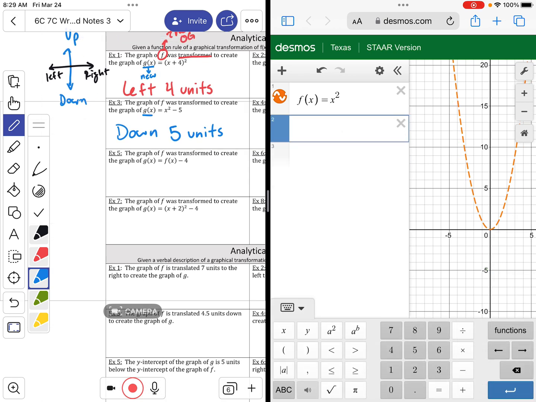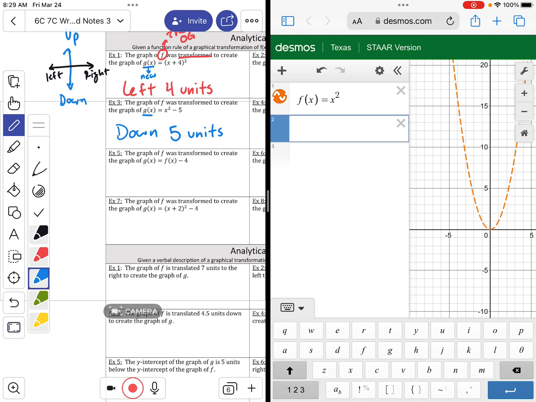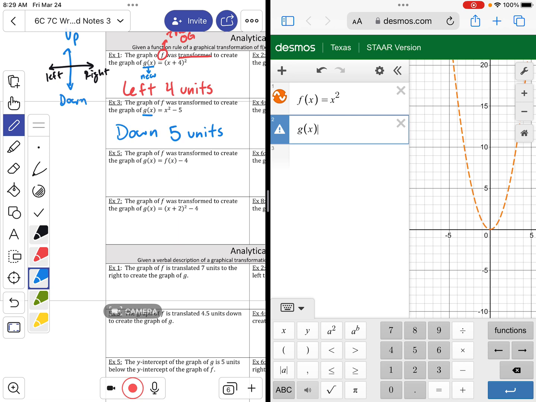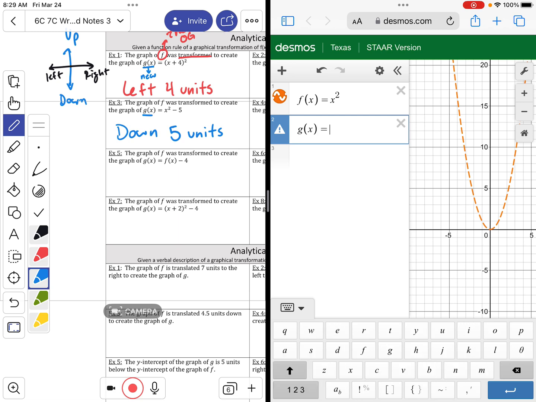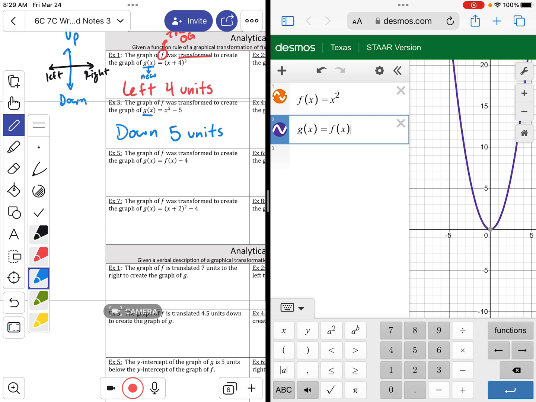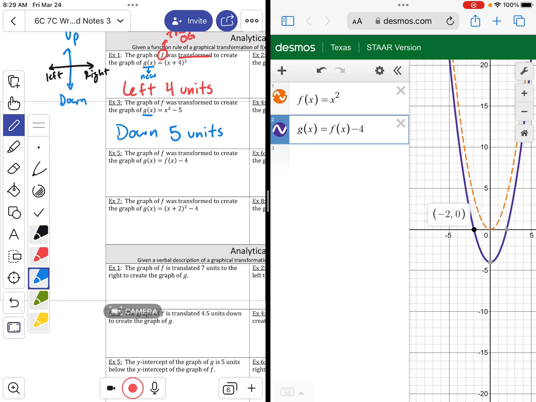Notice I'm not deleting the parent function because I need the parent function every single time. So g of x is equal to f of x. Also, I'm doing number 5, if I didn't say that already. So here we're going from orange to purple. Click on the vertex. Don't be scared to click on it. I'm over here clicking on everything. Okay.